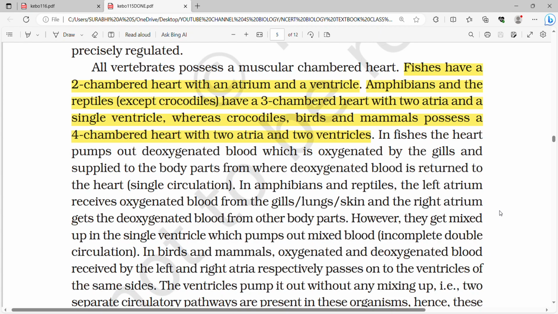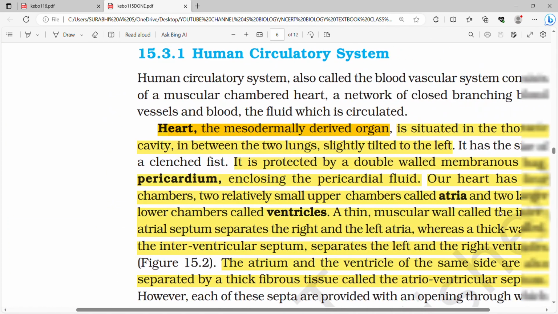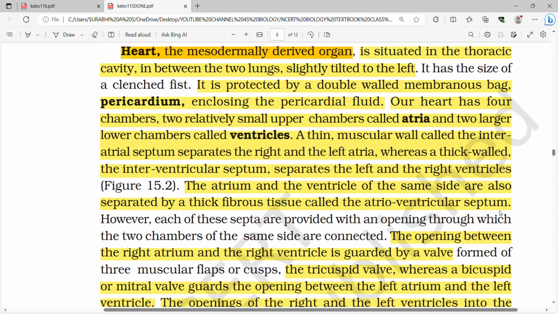Next, fishes have a two-chambered heart with atrium and ventricle. Amphibians and reptiles, except the crocodile, have a three-chambered heart, whereas the crocodile has a four-chambered heart. Even the human has a four-chambered heart. Next, moving on to the human circulatory system. This part is very important.